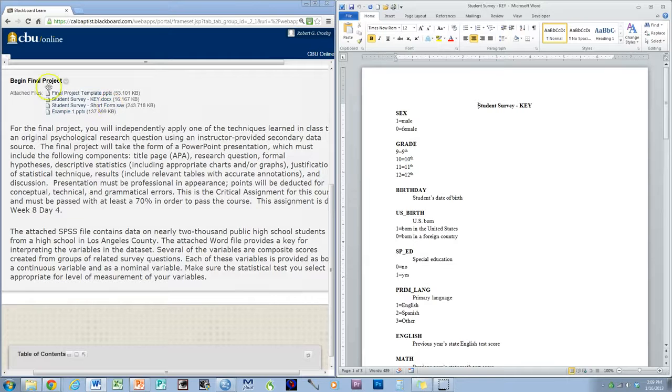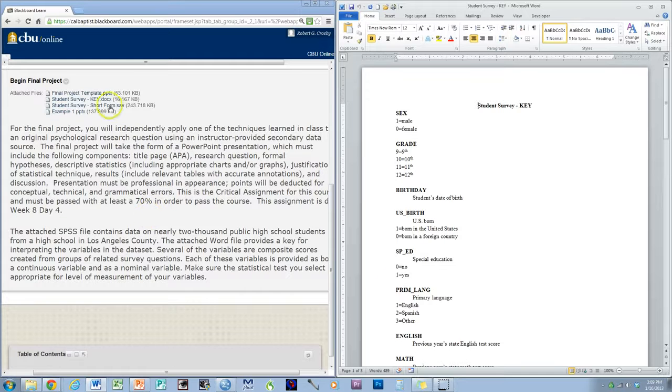So there's a number of files that I've attached here. We have final project template, student survey key, student survey short form .sav, that's an SPSS file, and then an example PowerPoint. So you're going to run your analysis and present your findings in a PowerPoint format.